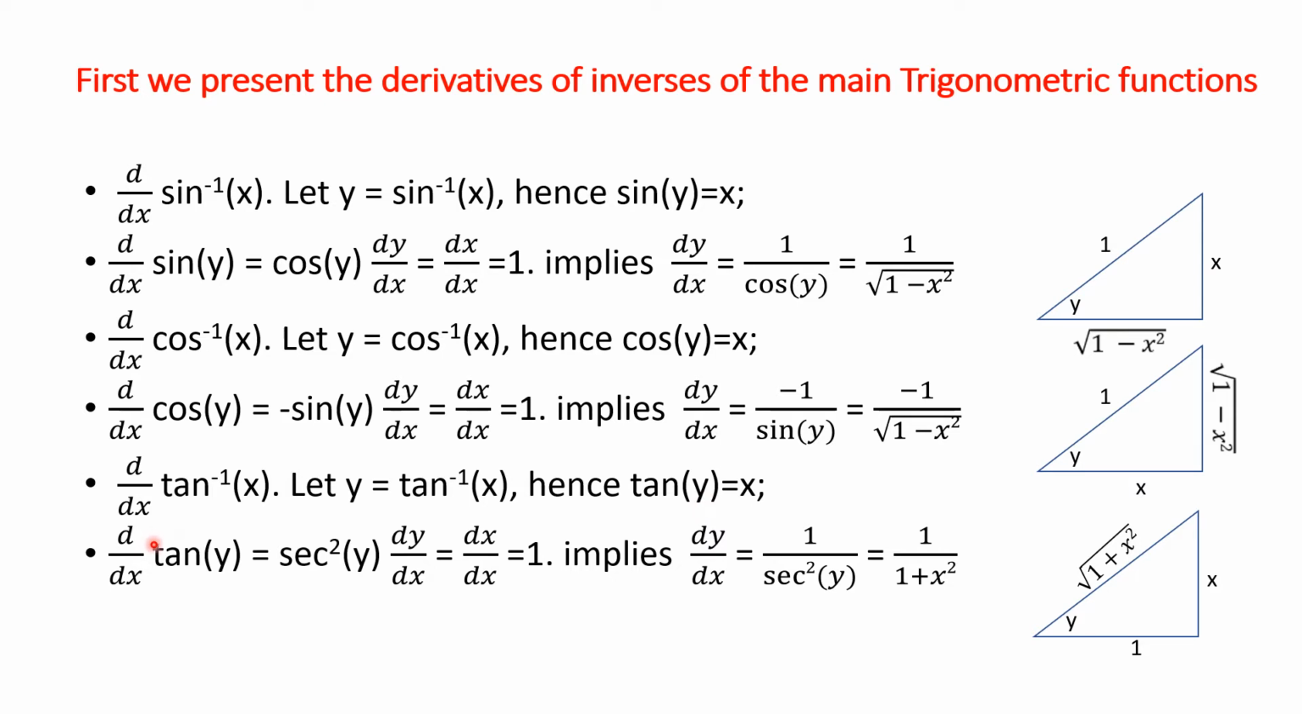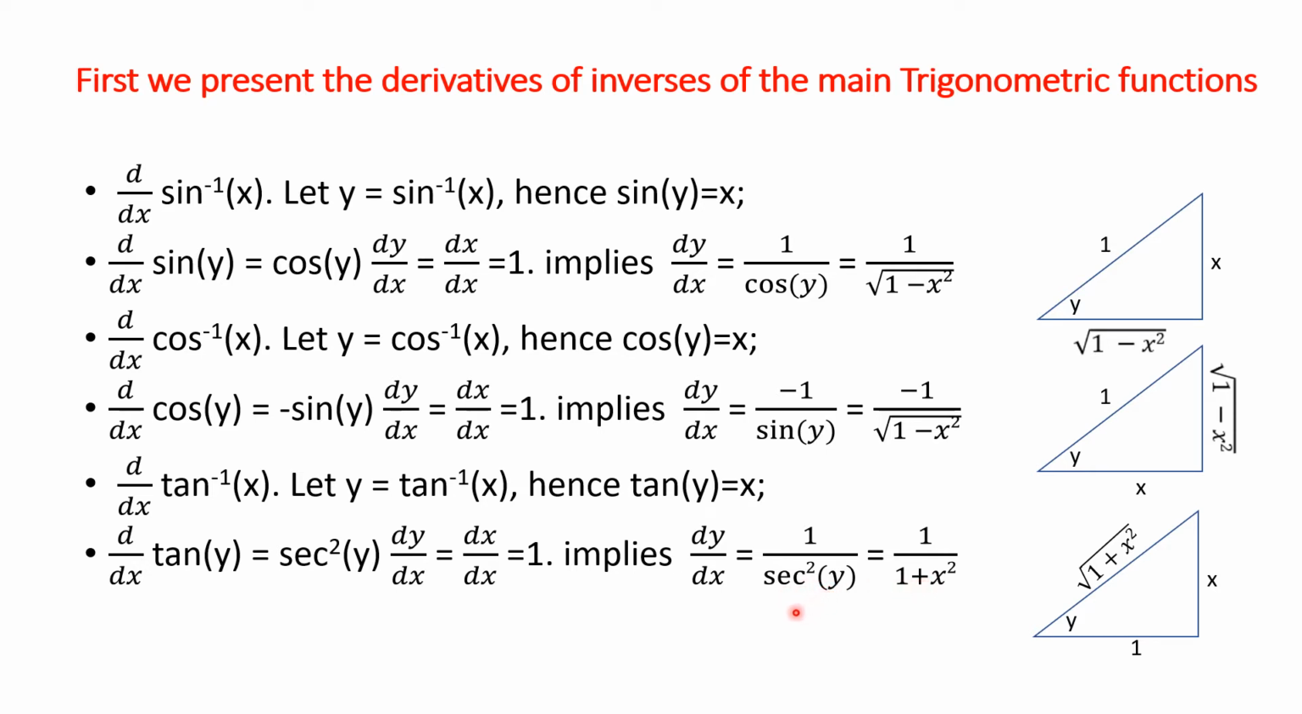Now the derivative of tan y with respect to x equals sec squared of y dy by dx, and the derivative of x gives us 1. So both of these imply dy by dx equals 1 over sec squared of y, but we know that sec of y is the square root of 1 plus x squared. Since we want sec squared, we get the square of the square root of 1 plus x squared, which is 1 plus x squared, also in the denominator.